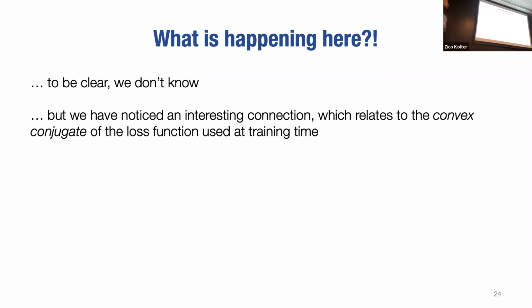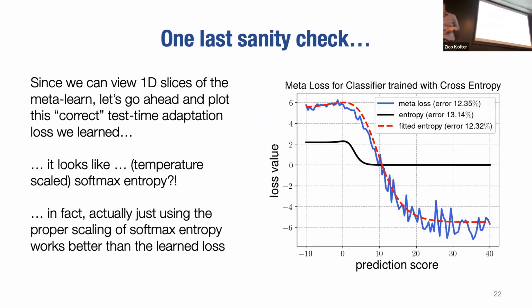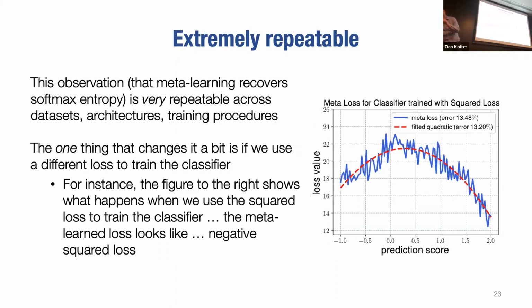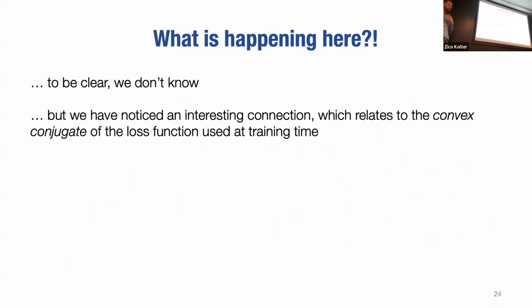But we have noticed this really interesting connection. I should mention these classifiers were all trained with cross-entropy loss, the standard way you train classifiers, which gets this softmax entropy term. This one was trained with squared loss, which gives the upside-down quadratic function. The connection that we found deals with a property called the convex conjugate, which seems too good to be a complete coincidence, though we still don't fully understand this.